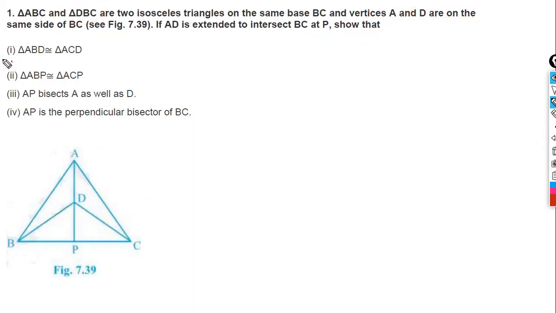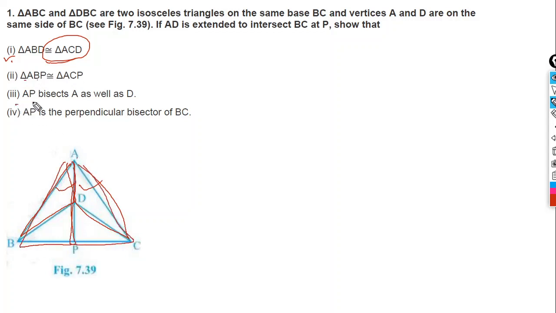First we have to show triangle ABD, look at the figure, this triangle ABD is congruent to triangle ACD. This triangle will be congruent. First we will prove this. Then ABP and ACP congruency: this big triangle ABP and ACP.